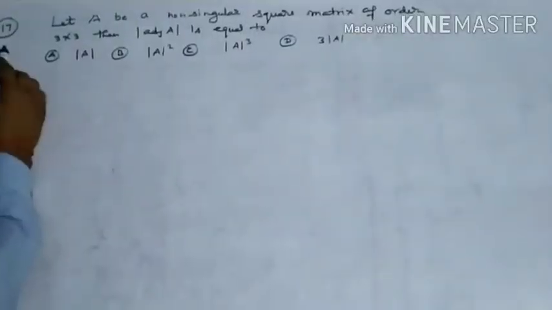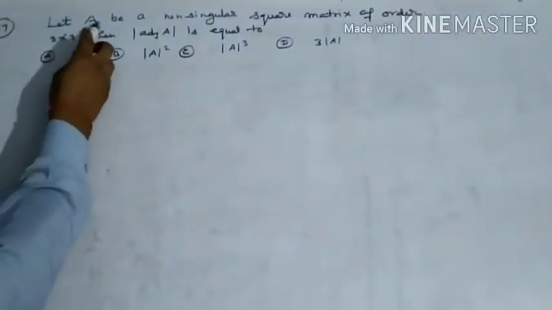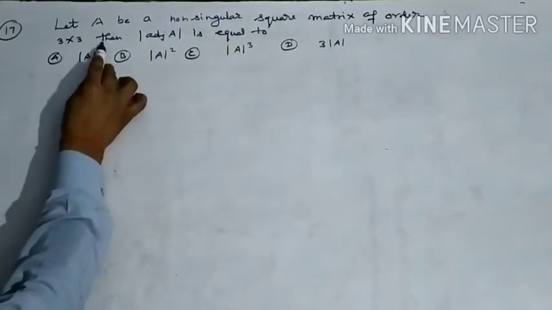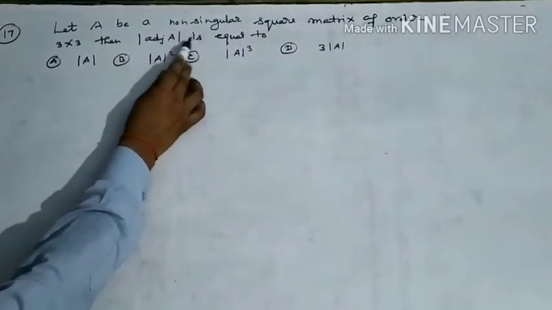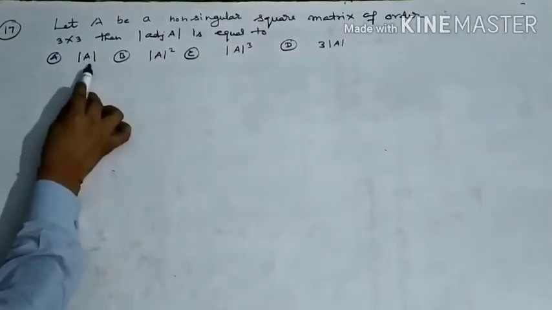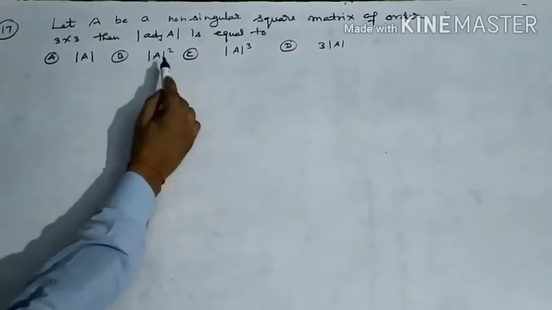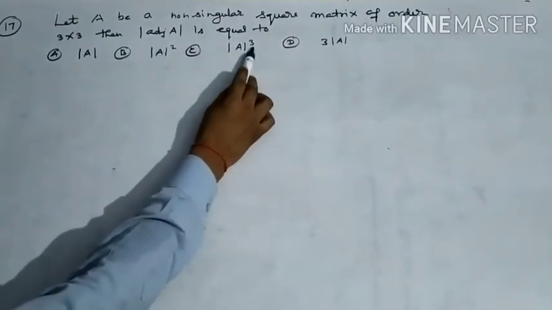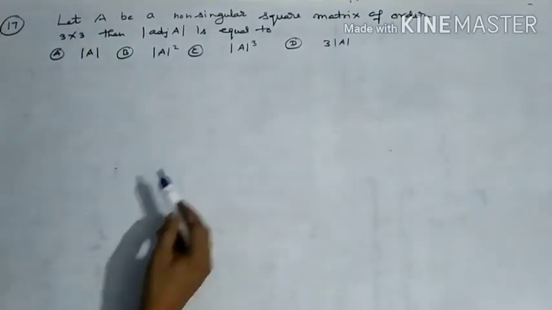Here I have to say this is problem number 17. Let A be a non-singular square matrix of order 3 by 3. Then determinant of adjoint A is equal to: first option, determinant of A; second option, determinant of A power 2; third, determinant of A power 3; and then 3 times determinant of A.